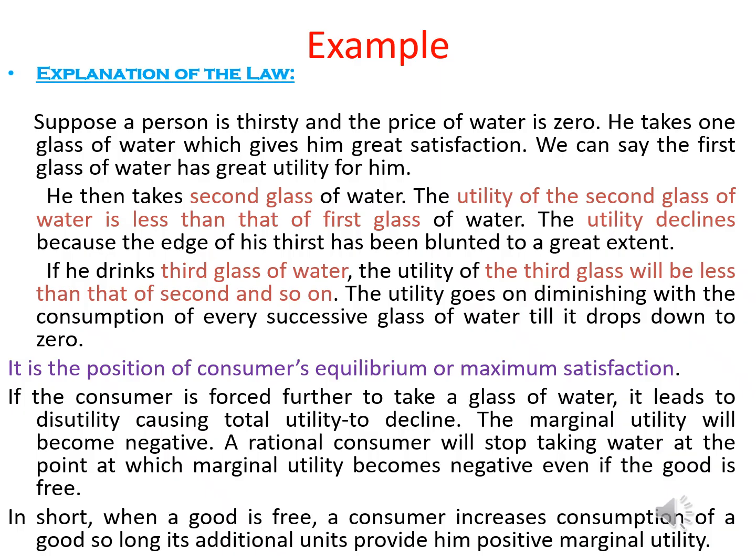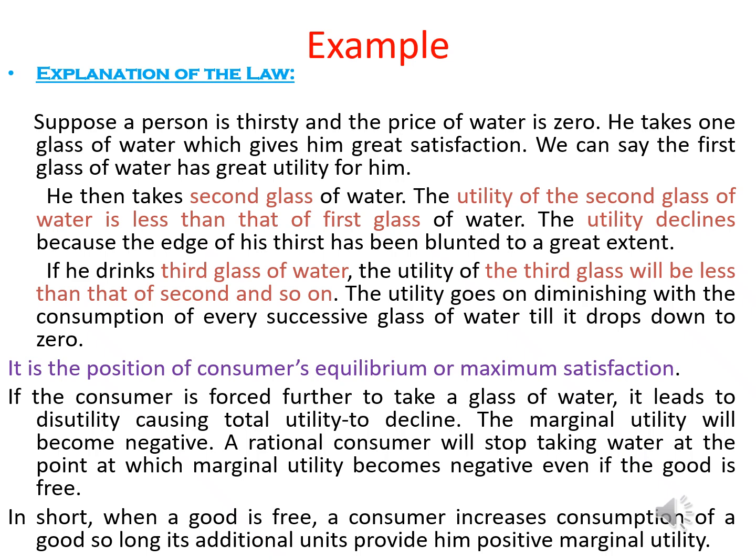Now the consumer drinks the second glass. The total utility increases from 20 units to 32 units. The additional satisfaction obtained from the second glass is therefore 32 minus 20 equals 12 units. Thus, the marginal utility of the second glass is 12. Notice that although total utility has increased, the additional satisfaction has declined from 20 units to 12 units.